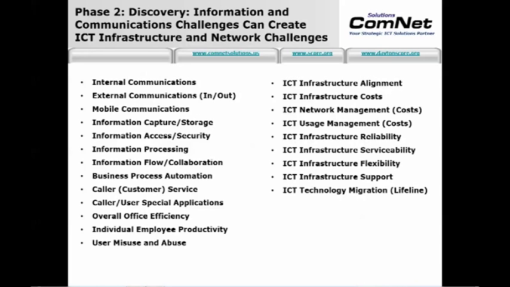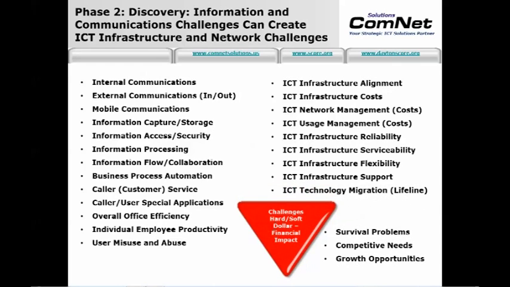Your infrastructure costs, your network costs are out of alignment. Usage and management costs are out of alignment. The infrastructure is just not reliable anymore. Your phone systems or your data networks are crashing all the time. They're not serviceable. If they do go down, you can't get them up quickly, and so forth. And primarily, the last one is current technologies, or older technologies more than 10 years old, typically do not have a migration strategy and cannot move to new technologies.